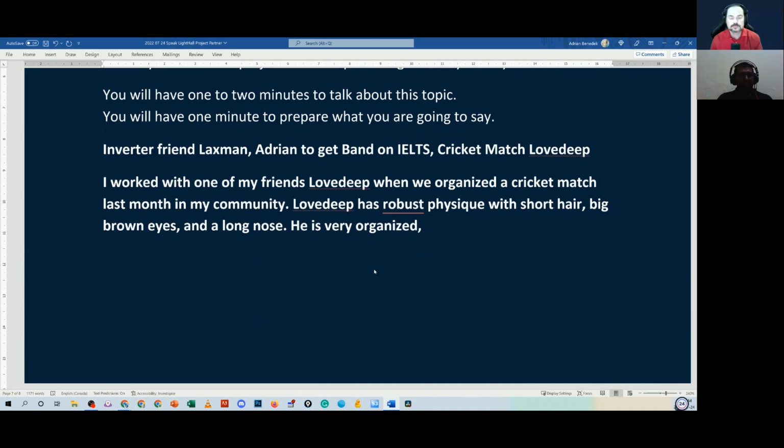How can I prove that Lovedeep is organized based on working together on this project with him? Give me a connection to the project. He is very organized. What did he do? What would be an example of his organizational ability? He always preferred that all players are working together in a match. Okay, that's too specific. Your project is organizing this cricket match, so keep it simpler than that.